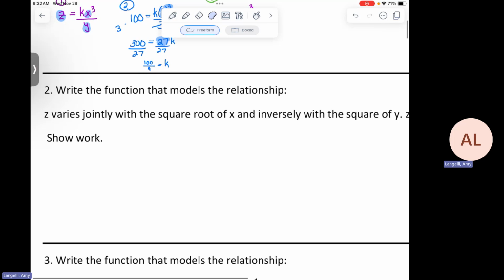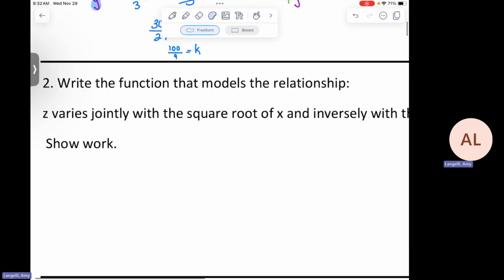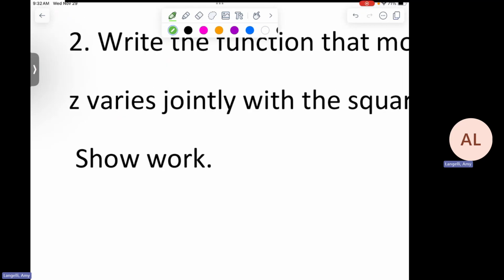All right. Write a function that models the relationship. Let's do it again. I think we could probably just go through it without reading it because we already had that practice. What about Z? Z is, what does the word varies mean? Not just K, equals K. Yeah. What does the word jointly mean? No. Multiply. Jointly and directly both mean multiply.